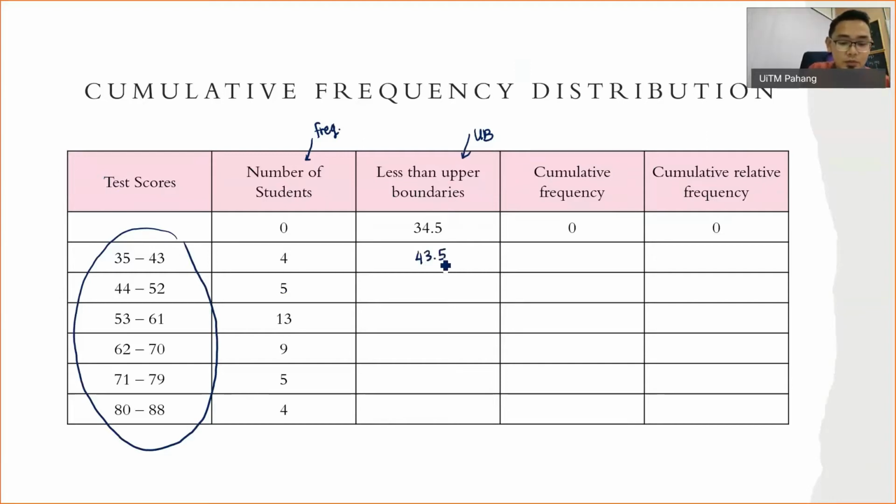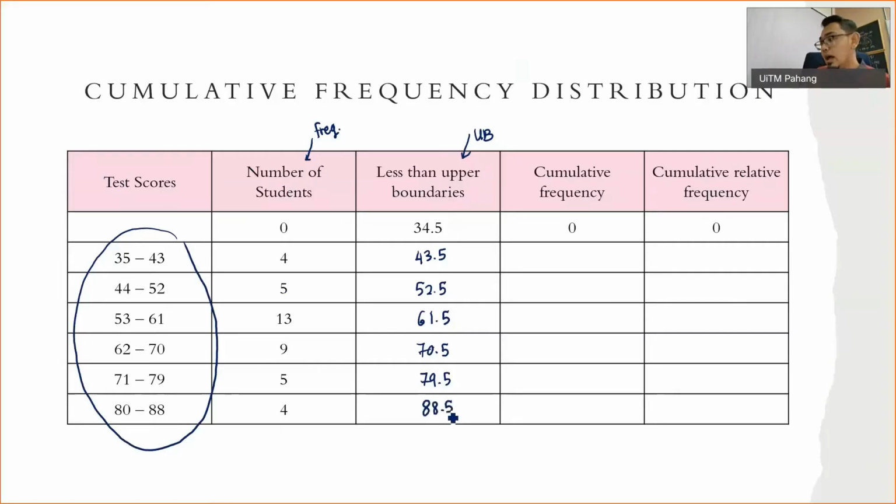The number between 52 and 53 will be 52.5. The number between 61 and 62 will be 61.5. The number between 70 and 71 will be 70.5. And next we have 79 and 80, which will be 79.5. Of course, between 88 and the next class will be 89, so of course it will be 88.5.